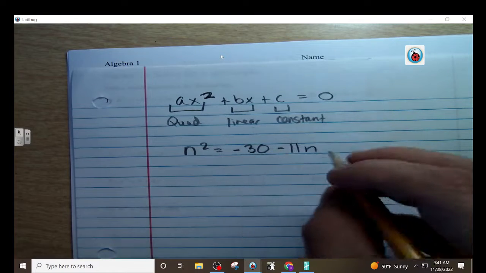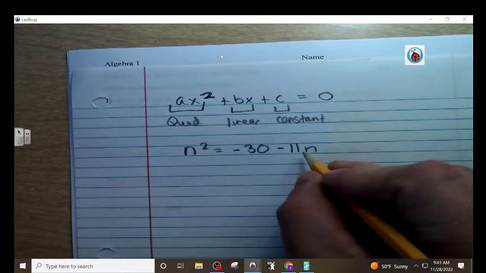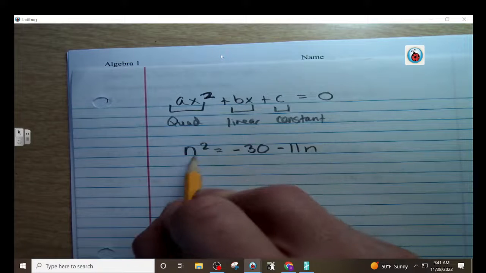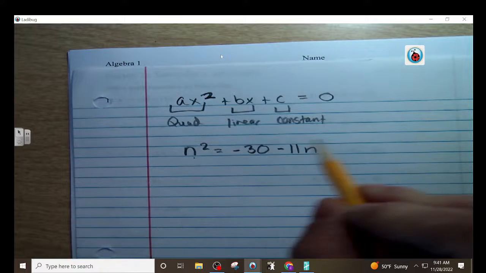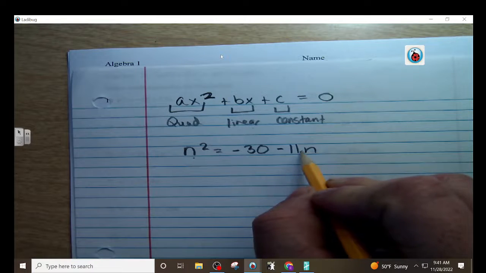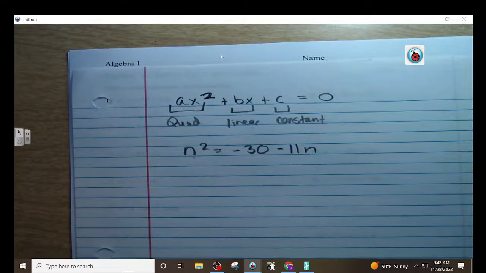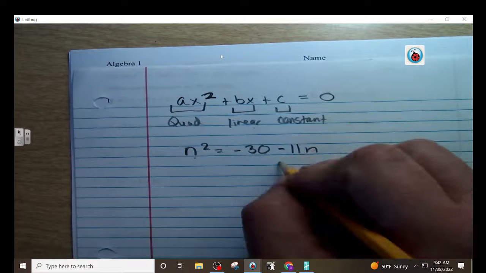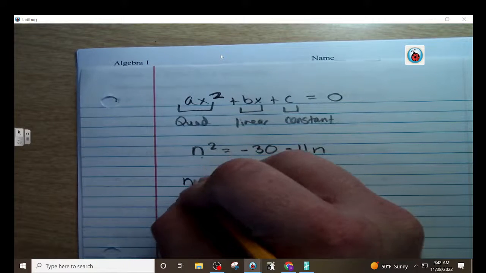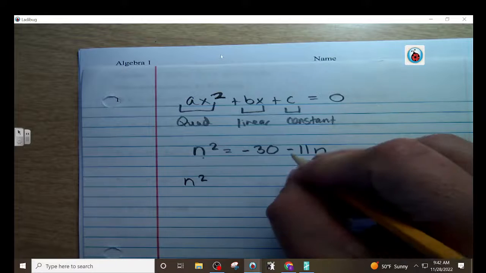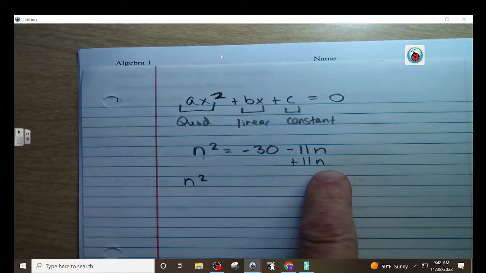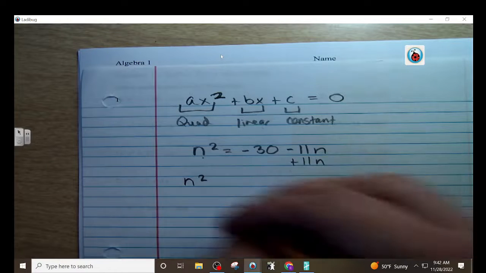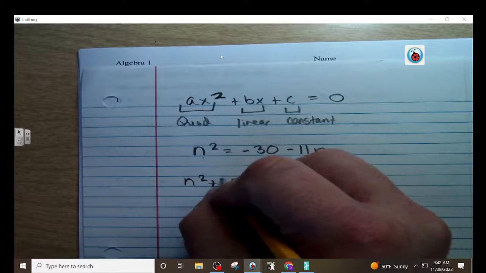All right, so what we're going to do first, you want to keep your quad term positive. You don't want this to be negative, okay? So what I'm going to do first is let's go ahead and put them in standard form. I'm going to go ahead and bring my n squared down because it's already where it needs to be. I'm going to add 11n. Now, guys, what that does, that makes the right side 0. All right, but now I have to add it to the left side.